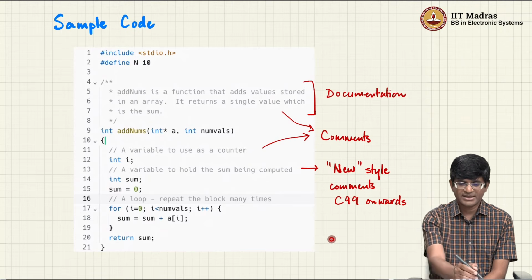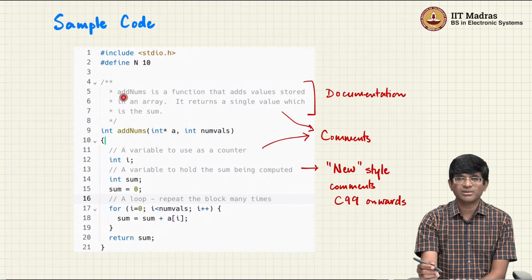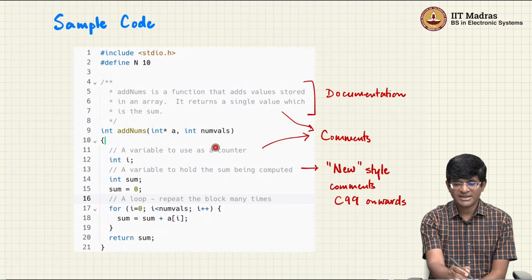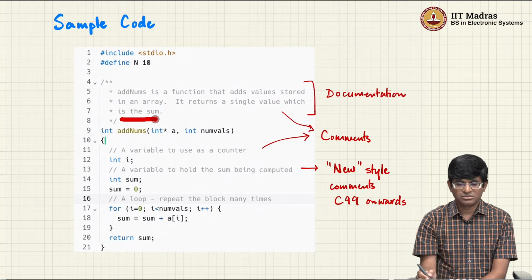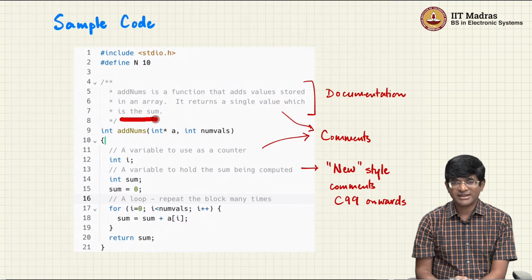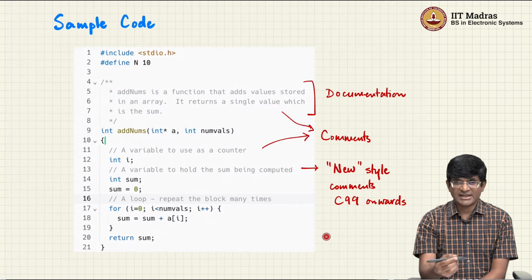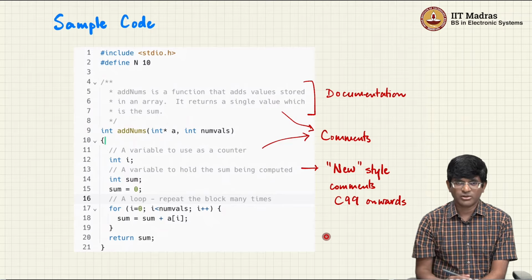What matters in this case is that the document that I have over here is actually telling me a little bit about what the function is. It says it's a function that adds values that are stored in an array, and it returns a single value which is the sum. Now it's up to you to decide, is this a useful piece of documentation or not. To some extent yes, because at least in my opinion it's not a bad piece of documentation. It tells you clearly what the function is doing.